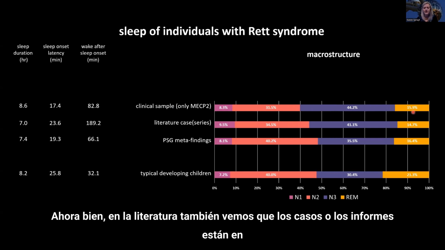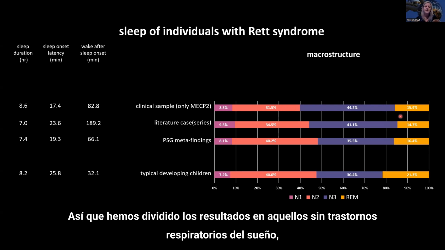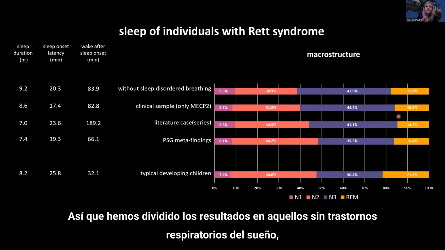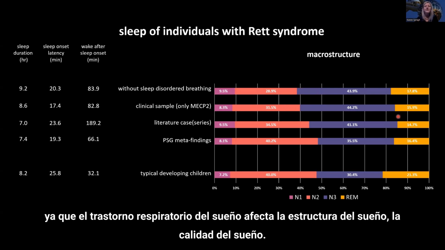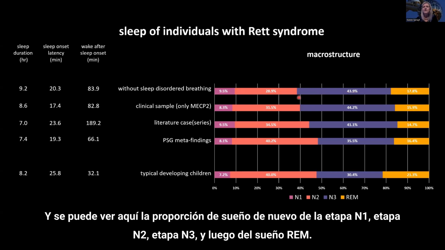Now, in the literature, we also see that the cases or the reports are on children or on adults that come to the sleep clinic because of sleep disordered breathing. So we split the results into those without sleep disordered breathing, because sleep disordered breathing is affecting the structure of sleep, the quality of sleep. And so these individuals slept around 9 hours, took about 20 minutes to fall asleep, and 83 minutes wake after sleep onset. And you can see here the sleep proportion again of stage N1, stage N2, stage N3, and then of the REM sleep.